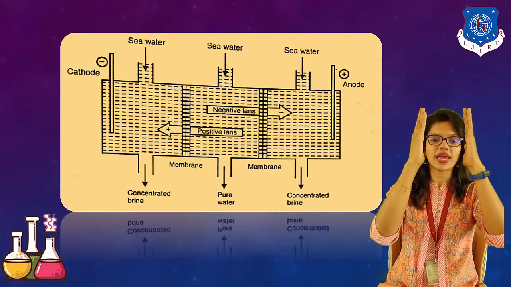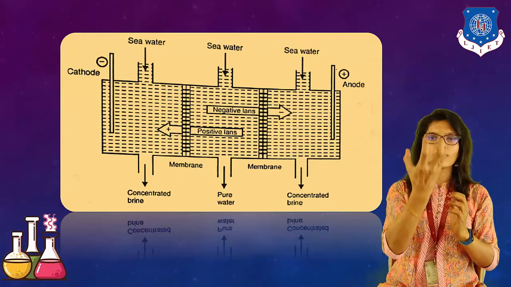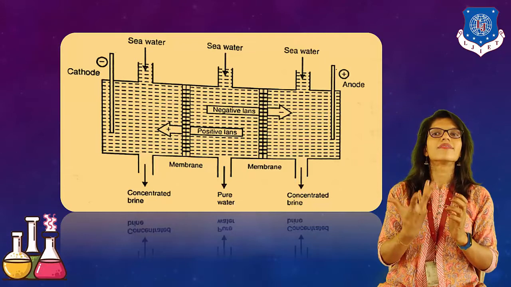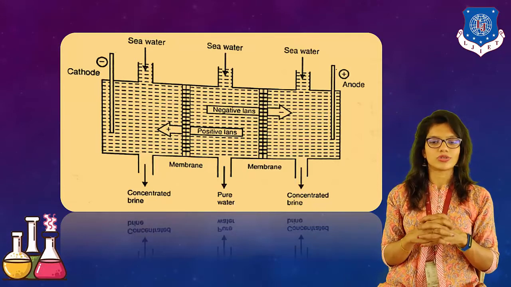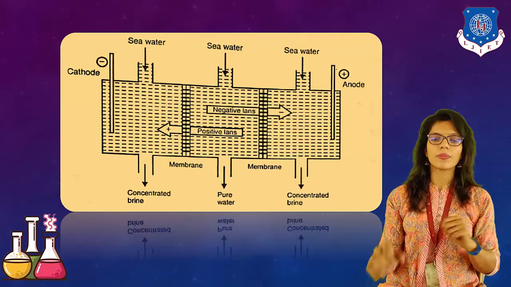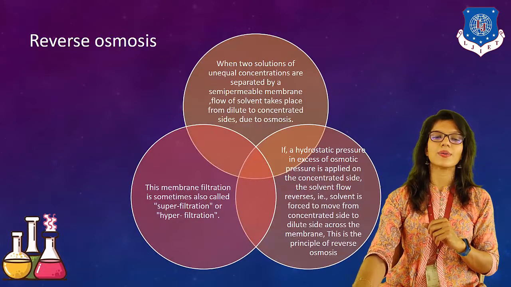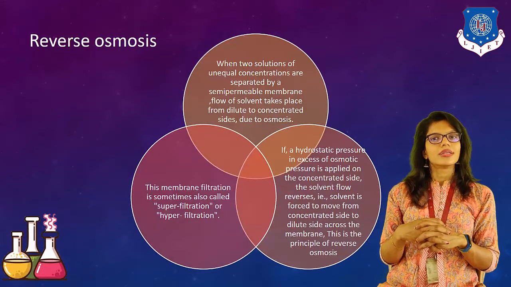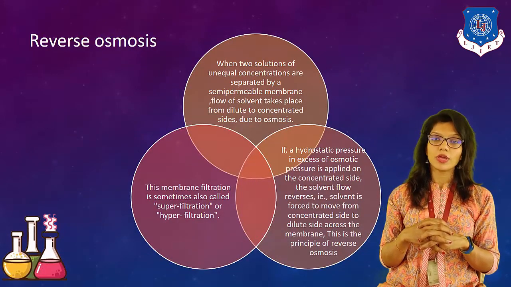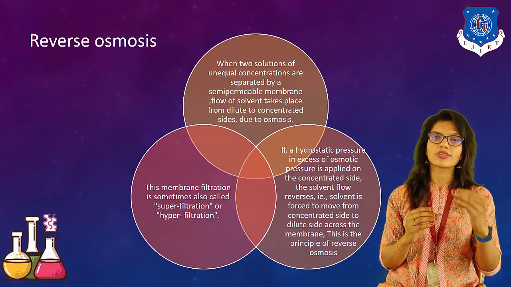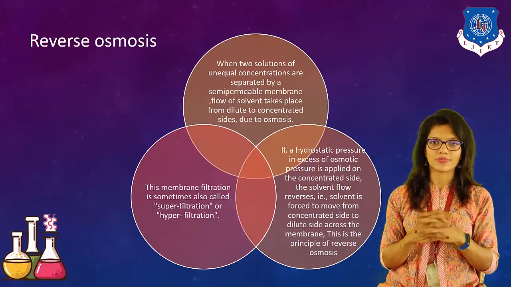In the middle, we get the pure water. So, from the middle compartment, we can recover the pure water, while the other two compartments give us the concentrated brine. Now, another method which can be used to convert seawater into drinking water is reverse osmosis.